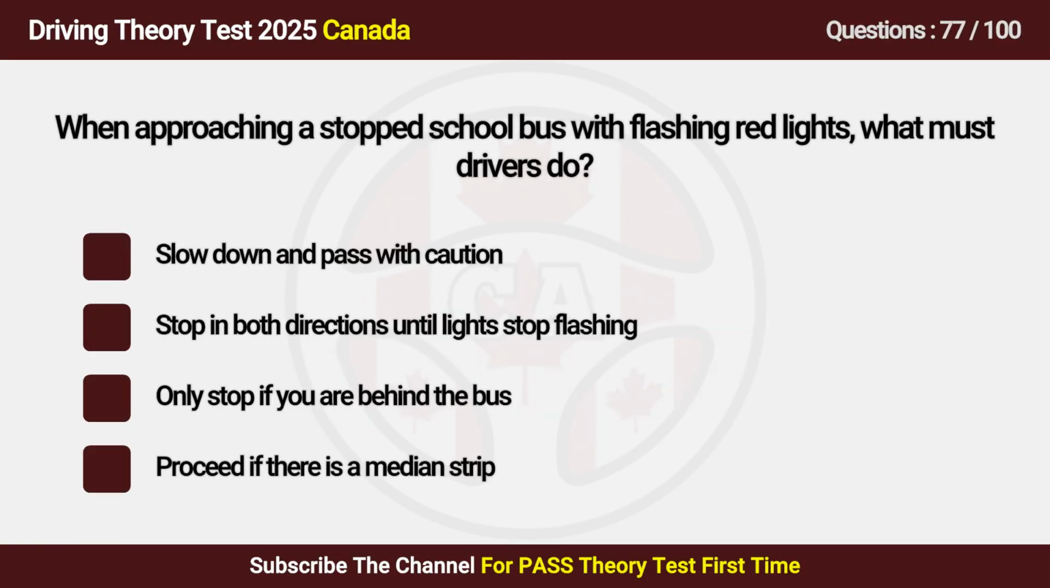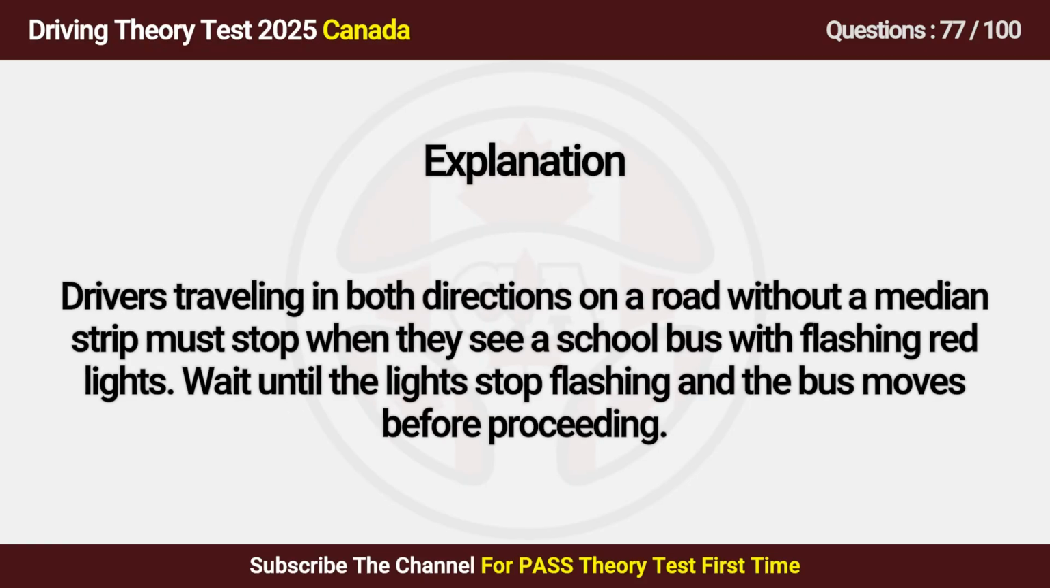Question 77. When approaching a stopped school bus with flashing red lights, what must drivers do? A. Slow down and pass with caution. B. Stop in both directions until lights stop flashing. C. Only stop if you are behind the bus. D. Proceed if there is a median strip. Answer is B. Stop in both directions until lights stop flashing. Drivers traveling in both directions on a road without a median strip must stop when they see a school bus with flashing red lights. Wait until the lights stop flashing and the bus moves before proceeding.